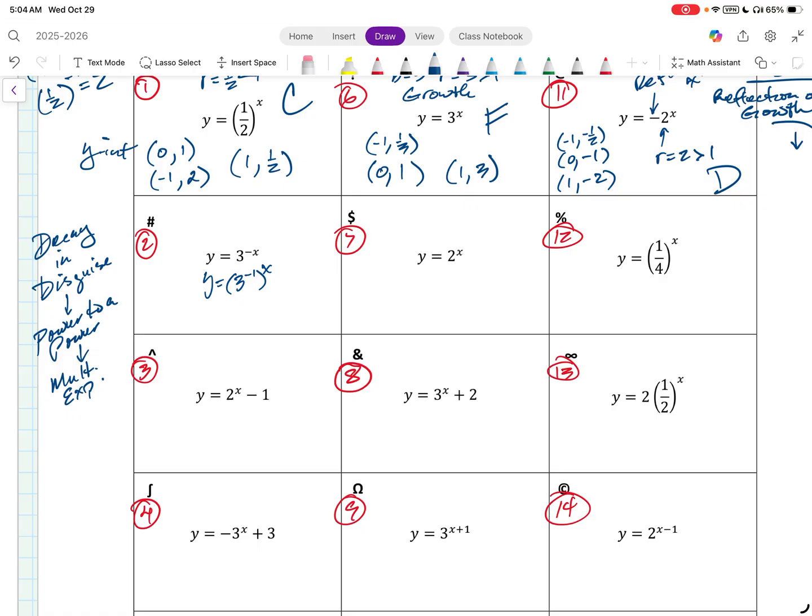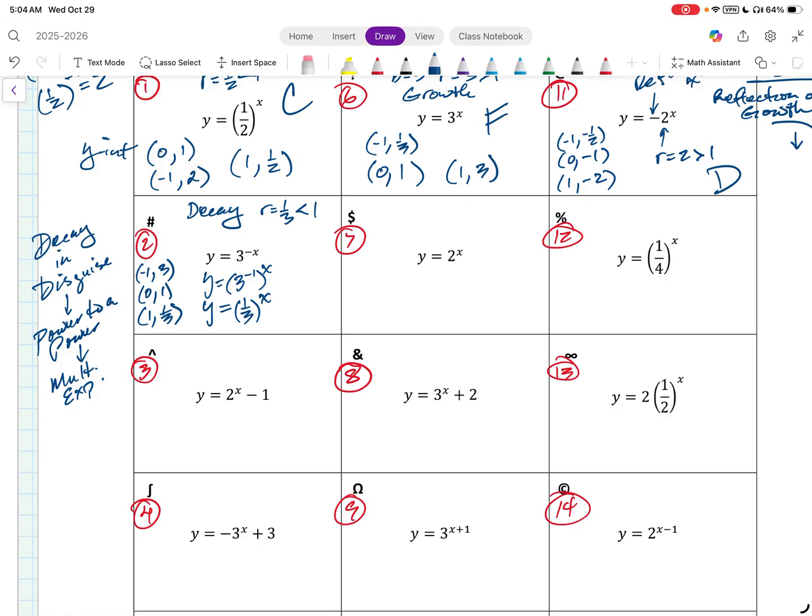Okay, so rewrite it. So negative 1 power raised to the x power is the negative x power. So I just rewrote it. And as you guys know, 3 to the negative 1 power is 1/3. Okay, so we actually have a decay function. So this is decay, all right? Why? Because r is equal to 1/3, which is less than 1. Now we need some points. All right, so let's substitute negative 1 in there. 1/3 to the negative 1 is 3. So it passes through negative 1 comma 3. Put 0 in there, you get 1. And then you put 1 in there. 3 to the negative 1 power is 1/3.